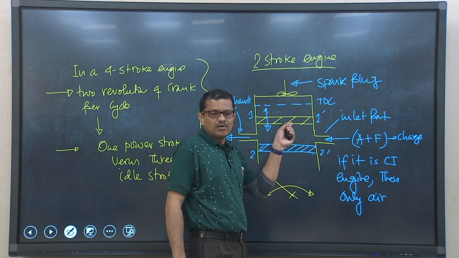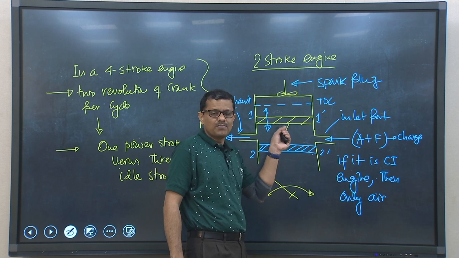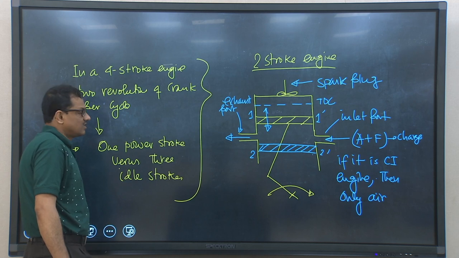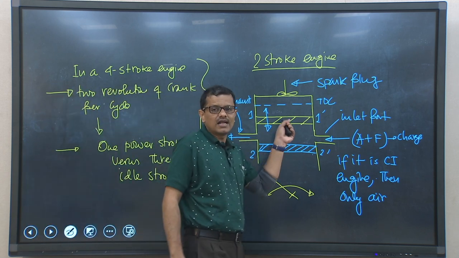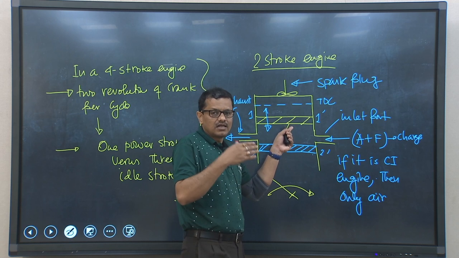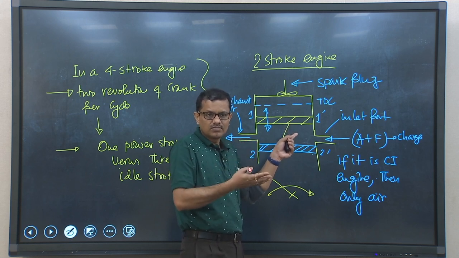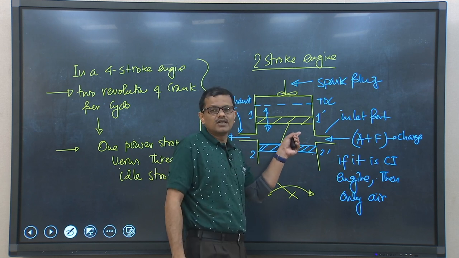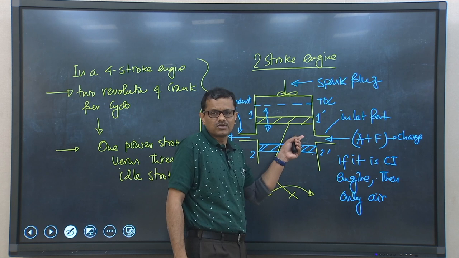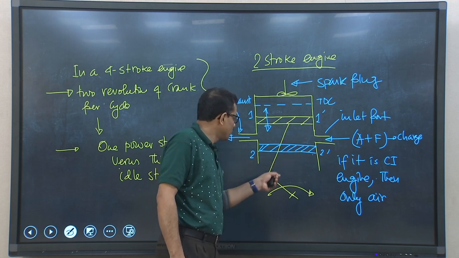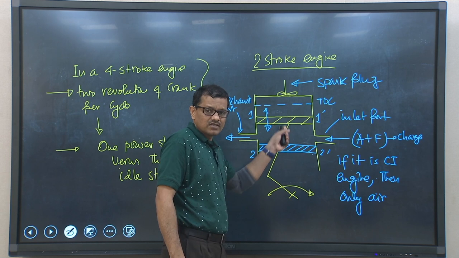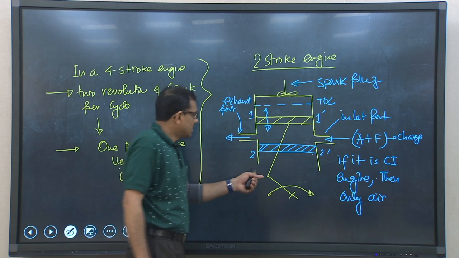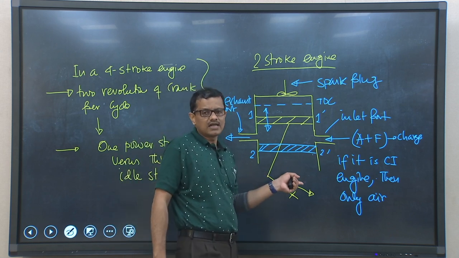So you can understand, per cycle there is one power stroke. In this particular arrangement, the number of occurrences of the power stroke, and consequently the power output, is expected to be double that of a four stroke engine, because there is one power stroke versus one idle stroke, and that too in one revolution of the crank.